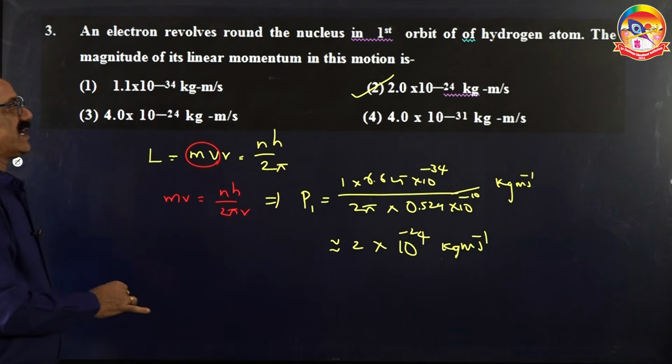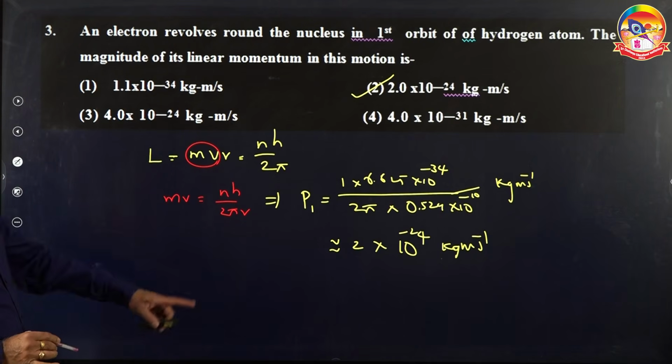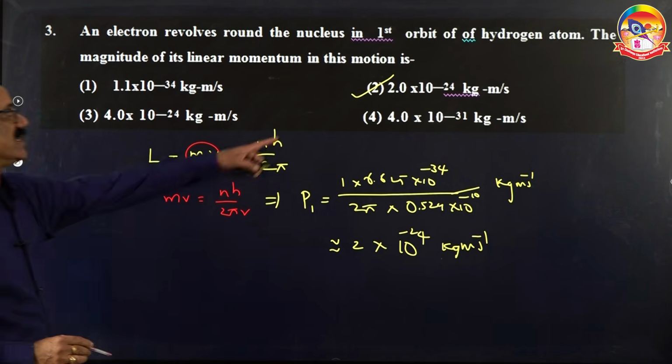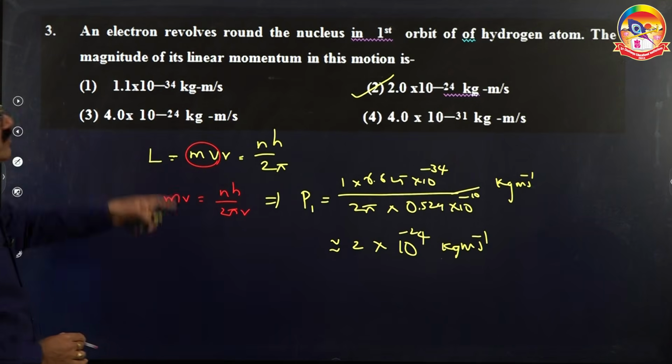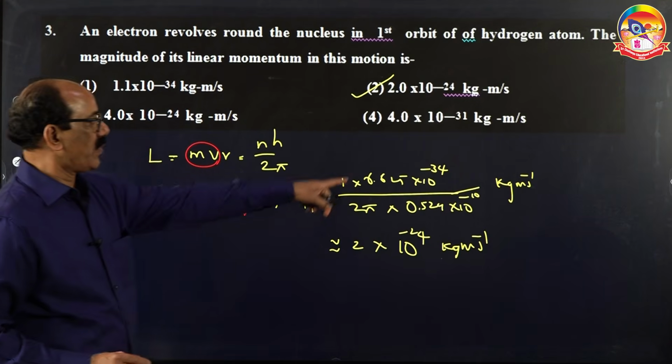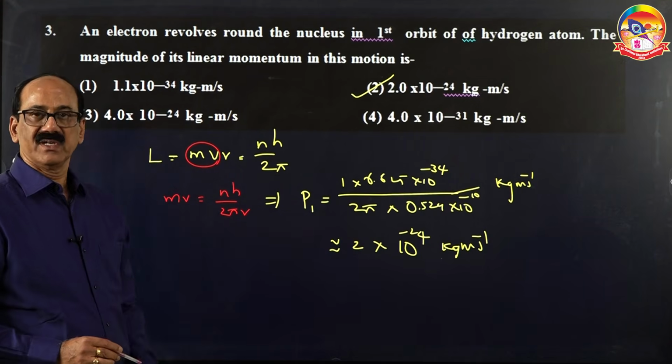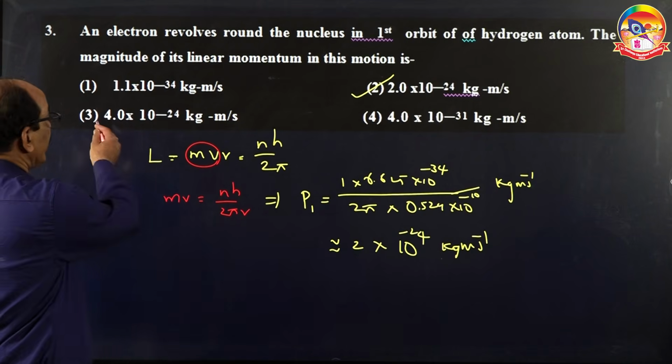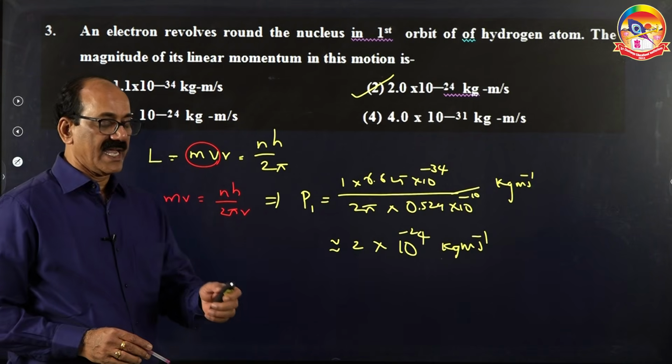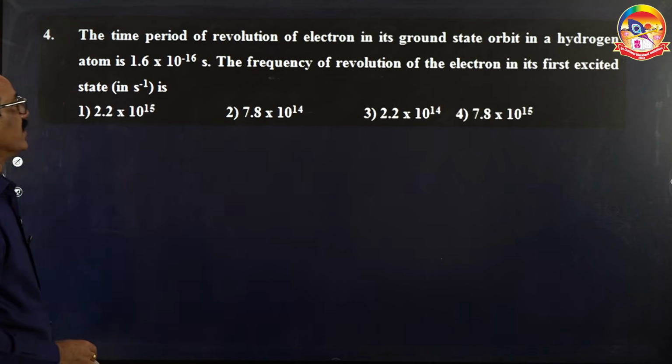If the answers are given very close to each other, then we have to be careful, because it is 2 into 10 power minus 24, 4 into 10 power minus 24. So approximately we get it to be 2, not 2 point something. If there is some other answer, then we would have actually carefully looked at the simplification.